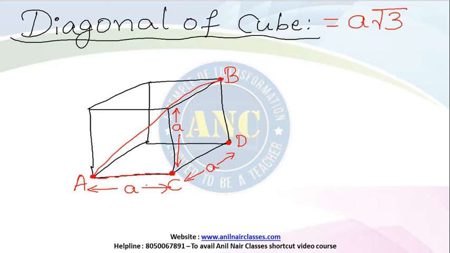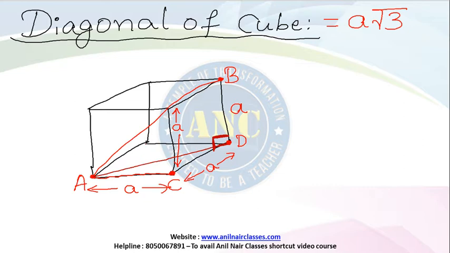Now, because this AC is a, definitely BD also will be a. If you see the cube, you will understand in a much better way. This angle D will be forming 90 degrees. That means this AD is nothing but the diagonal of that particular geometrical figure. Now this value is a, that means AC is a. CD is also a. According to Pythagoras theorem.